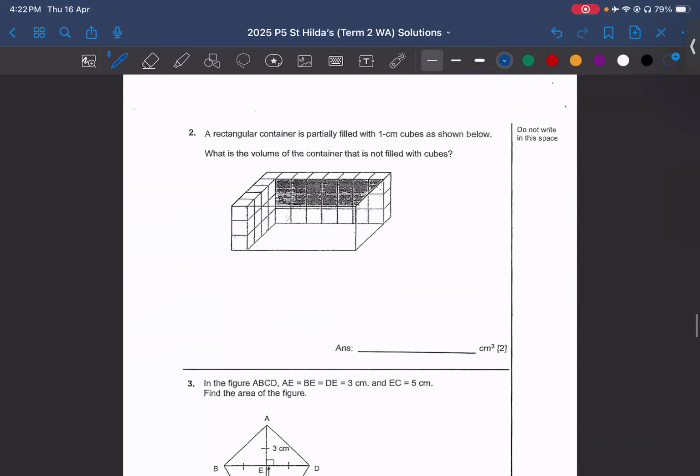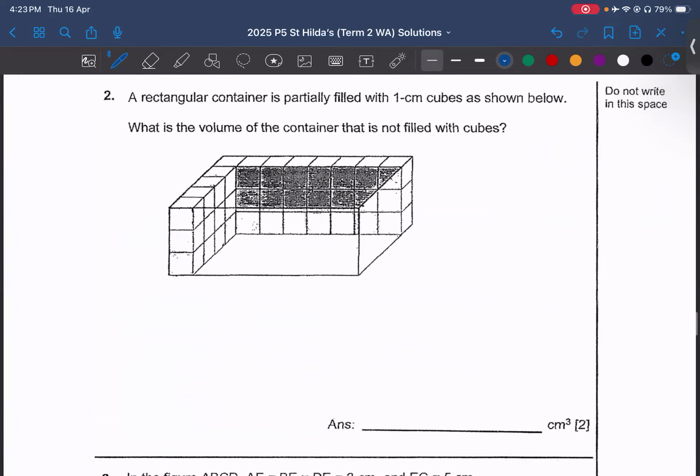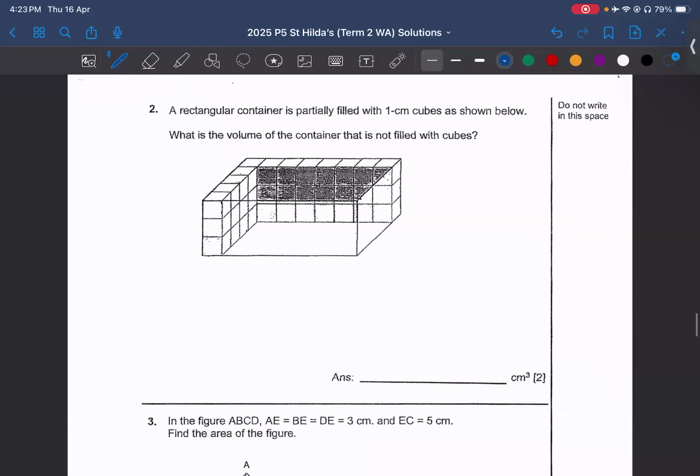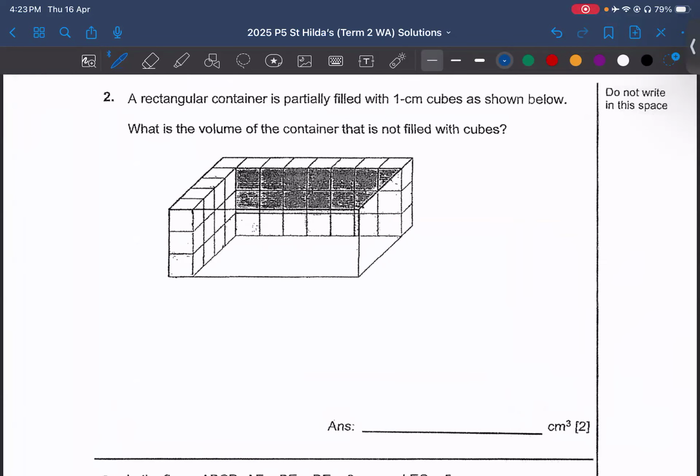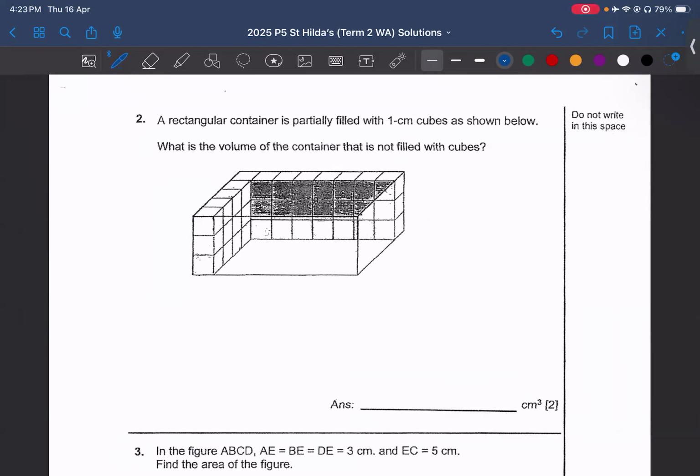A rectangular container is partially filled with 1 cm cubes as shown below. So what is the volume of the container that is not filled with cubes? Okay, so firstly, once again, we do not know the volume of this container yet. But we are able to find it. So in this case, we know it is filled with 1 cm cubes. So can we figure out the dimension of this container?